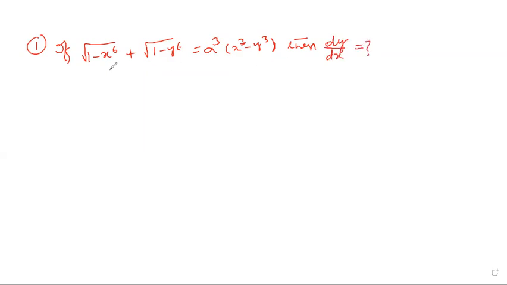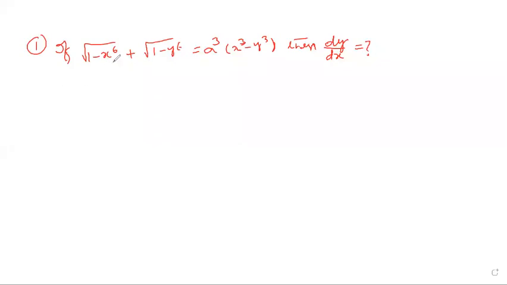So once again, one of the problem. Root over 1 minus x power of 6 plus root over 1 minus y power of 6 is equal to half. This half power is a cube into its half power is x cube minus half power is y cube. Then find dy by dx. Everyone see, this problem by the PU method is the long procedure.